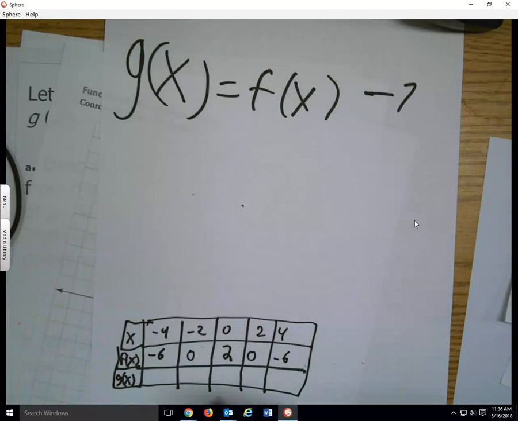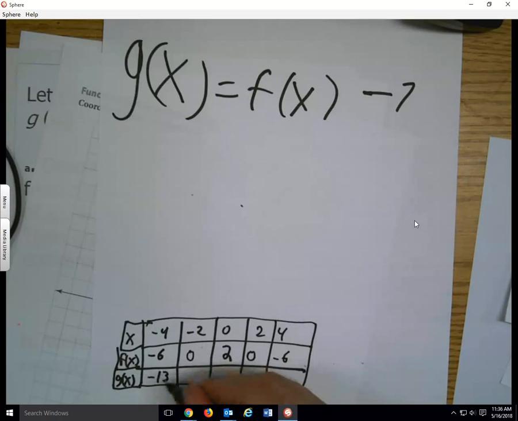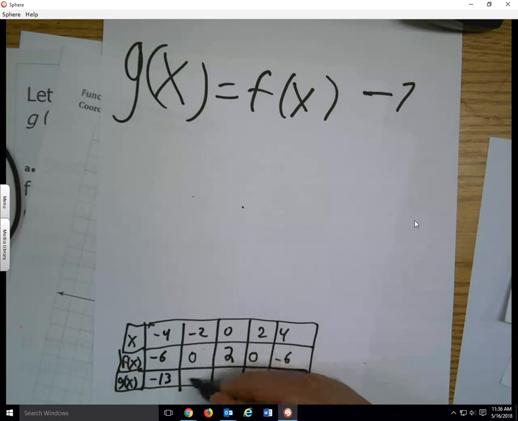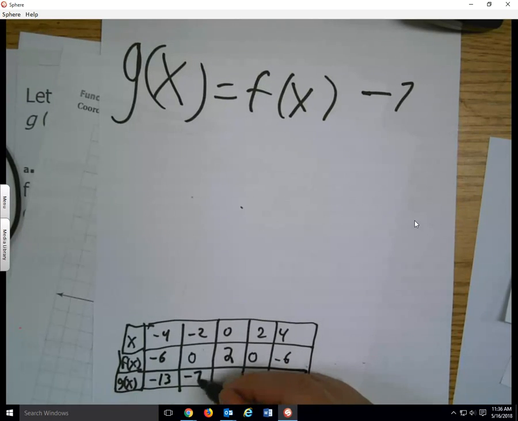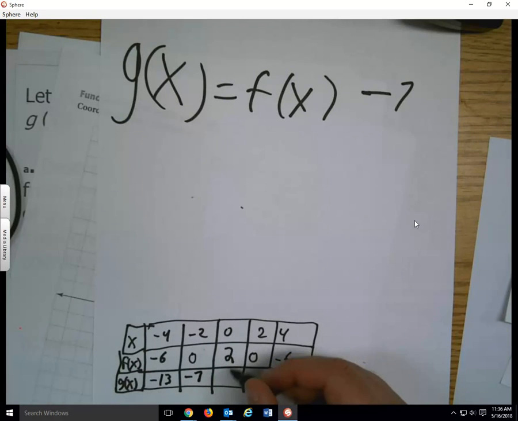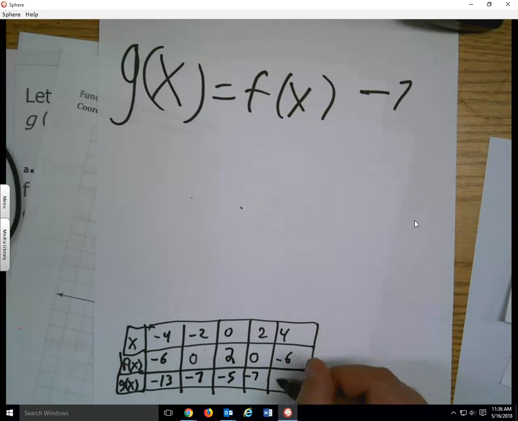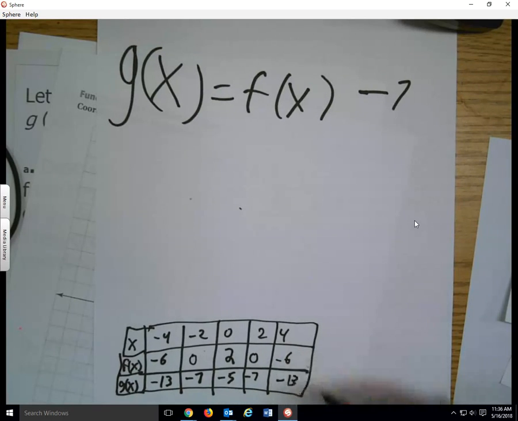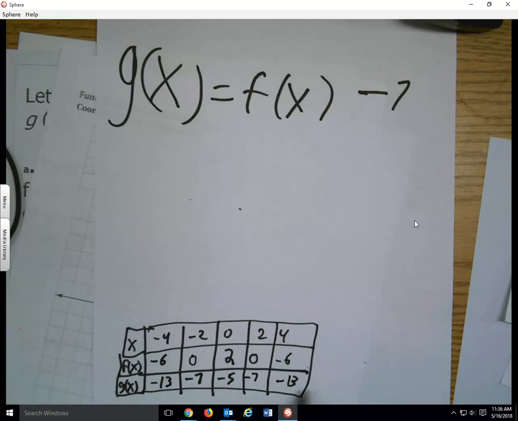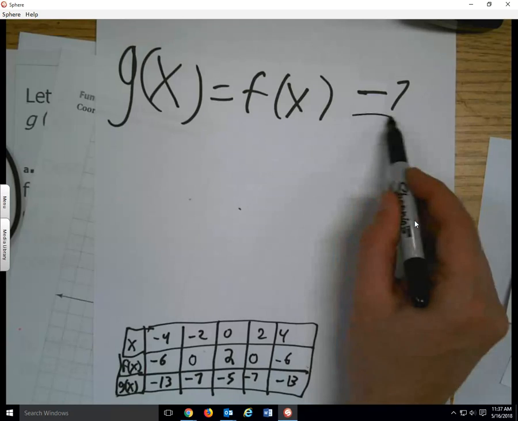A negative 6 and a negative 7 would be a negative 13. A 0 plus a negative 7 would be a negative 7. A 2 and a negative 7 would be a negative 5. A 0 and a negative 7 would be a negative 7, and a 6 and a negative 7 would be a negative 13. See that we've done what we've always done. It's just that we added this extra g of x, and we took away 7 from it.